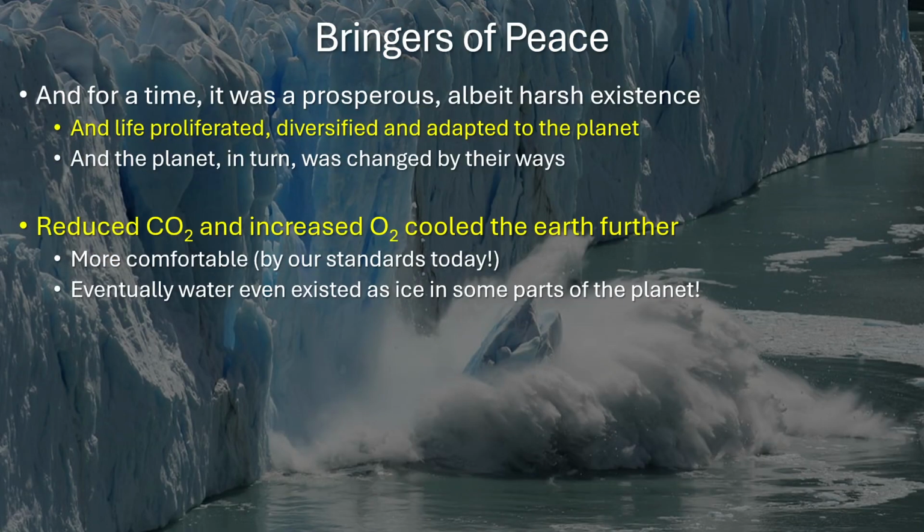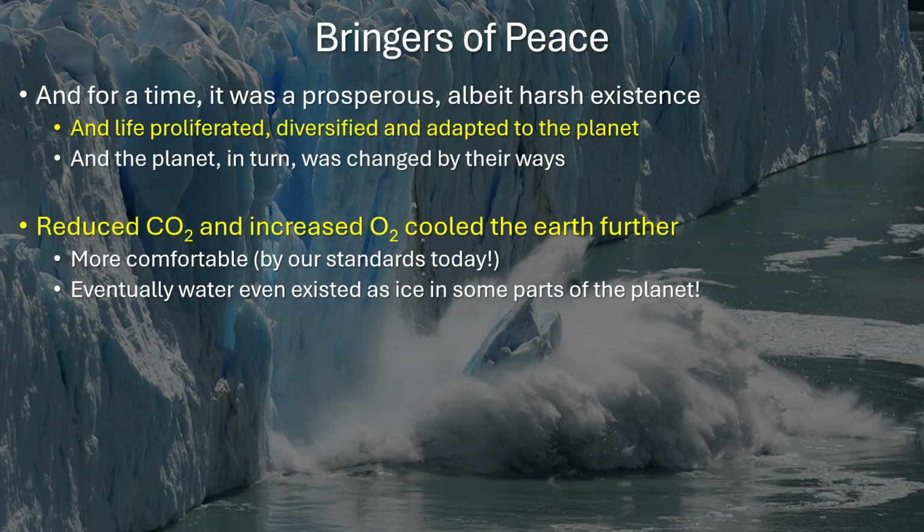And for a time, that was kind of how this stuff worked. It was a very harsh existence, but it was a prosperous one for the organisms who lived here. This life on this planet proliferated. It evolved. It diversified into all of these different habitats across the world and adapted to the varying conditions that were present here. And the planet, in turn, went through its own changes in response to these evolving organisms and the processes that they did over the course of their lives.